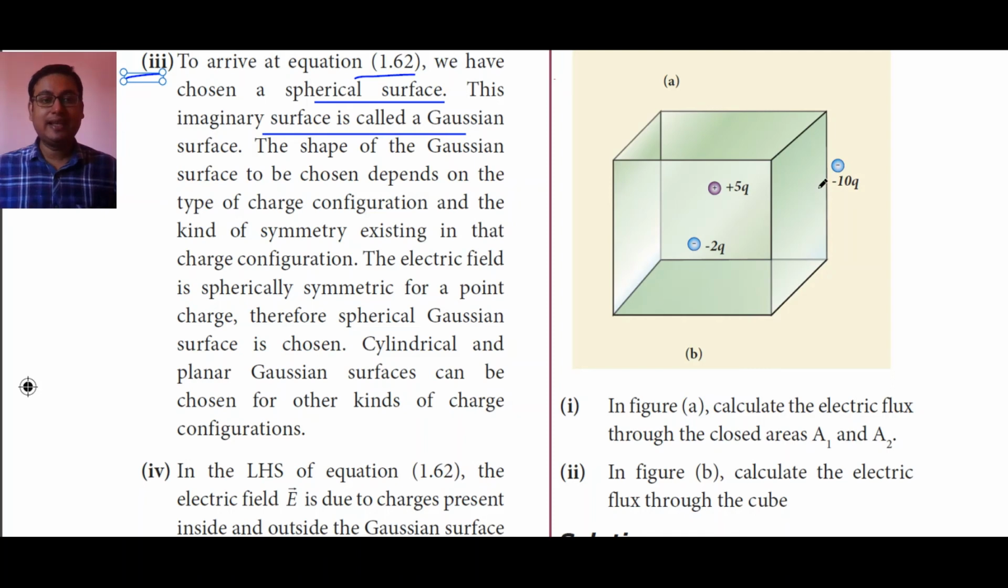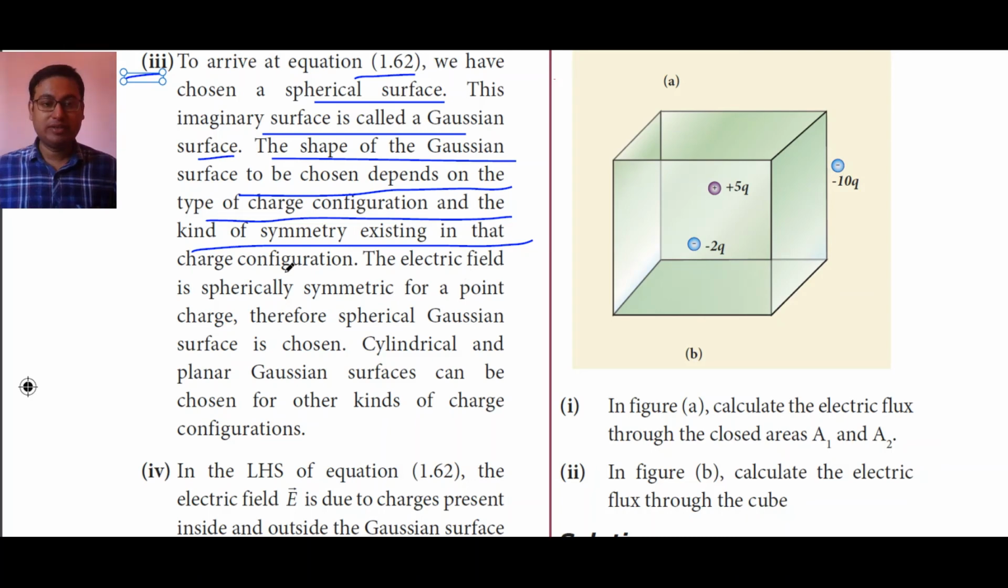The shape of the Gaussian surface to be chosen depends on the type of charge configuration and the kind of symmetry existing in that charge configuration. Charge configuration means how the charges are located. If there are two or more charges, what is the gap between them, what type of charges are they, that is called charge configuration.